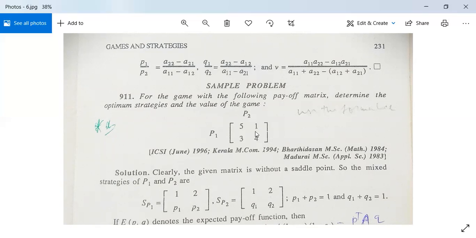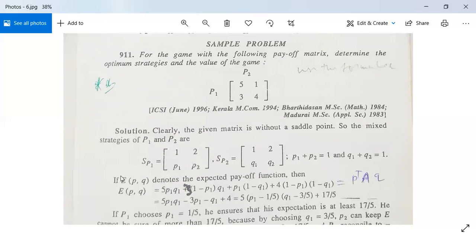So this game is without a saddle point. So the mixed strategies of P1 and P2. Now अब mixed strategy की बात हो गई, तो mixed strategy क्या होगी? SP1 1 2 P1 P2 सपोज है, और SP2 1 2 Q1 Q2 है, where P1 plus P2 is 1 and Q1 plus Q2 is 1.